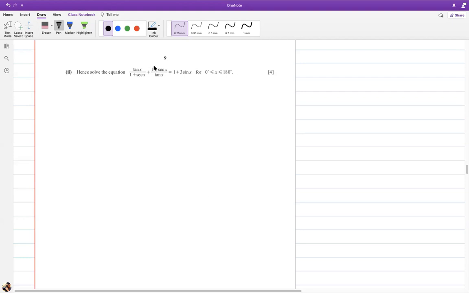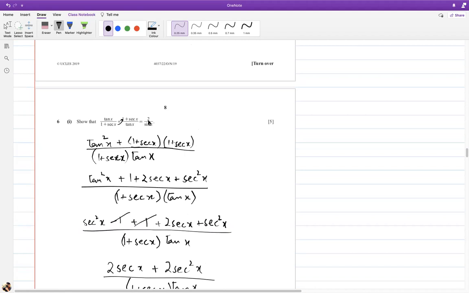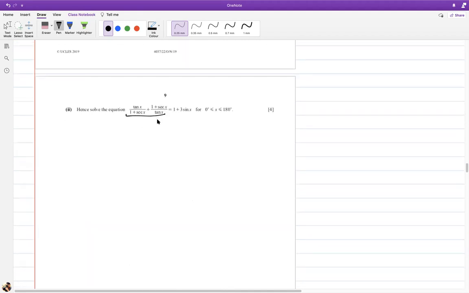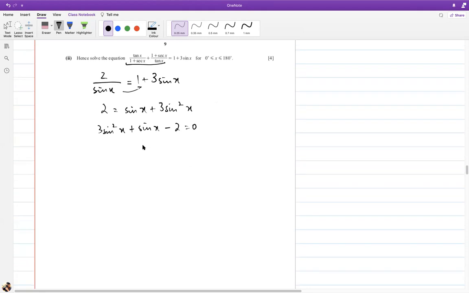Hence, solve the equation this. Now, here's the thing. I have the same thing over here, and this is equal to 2 over sin x. So I can simply put that instead of this whole thing: 2 over sin x equals 1 plus 3 sin x. So when I cross multiply this, I get 2 is equal to sin x plus 3 sin squared x. And now I have a quadratic equation. So 3 sin squared x plus sin x minus 2 is equal to 0. I can simply use a quadratic formula or any of the other methods that we know of to figure this one out.